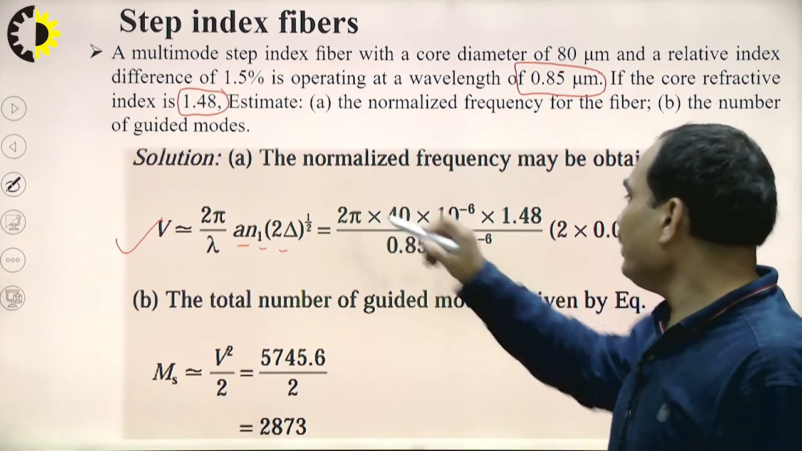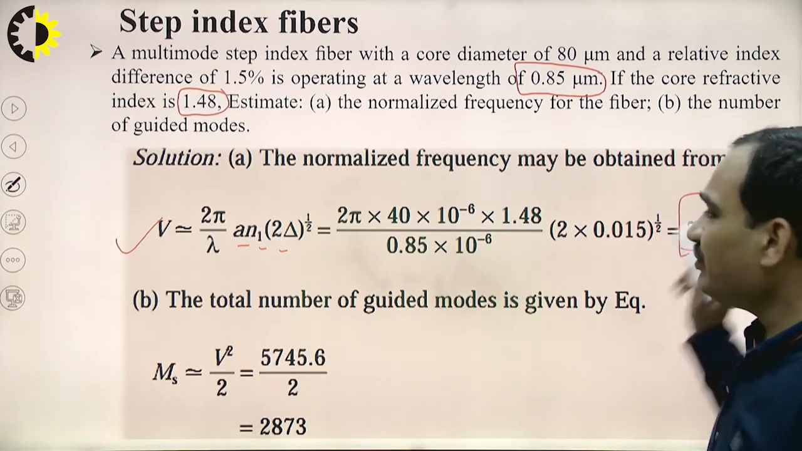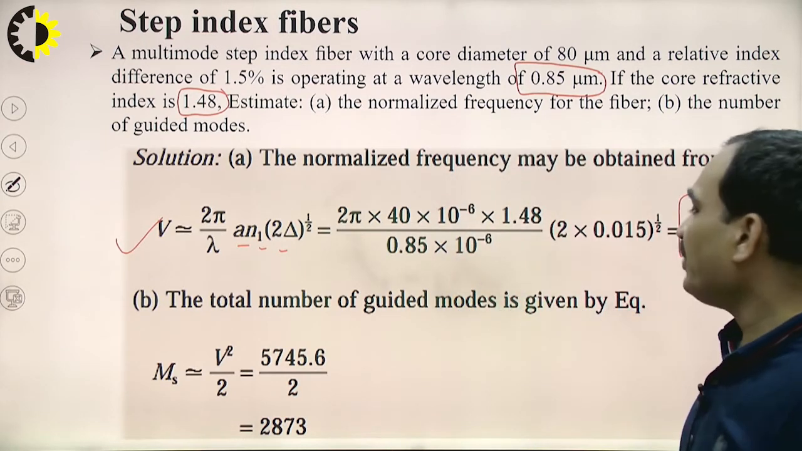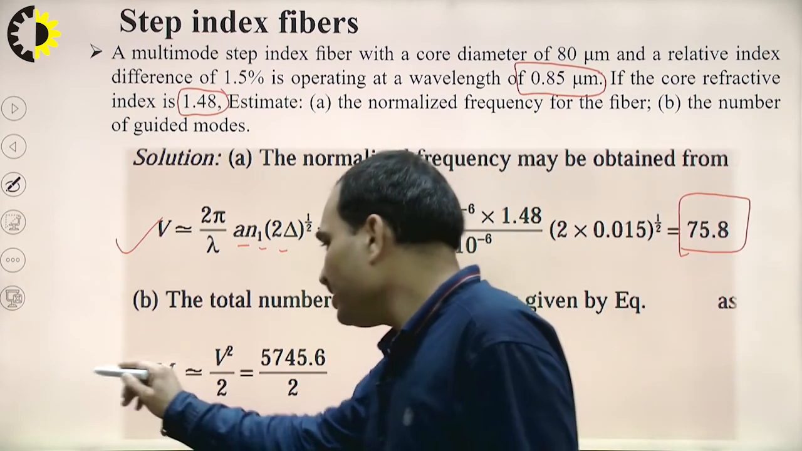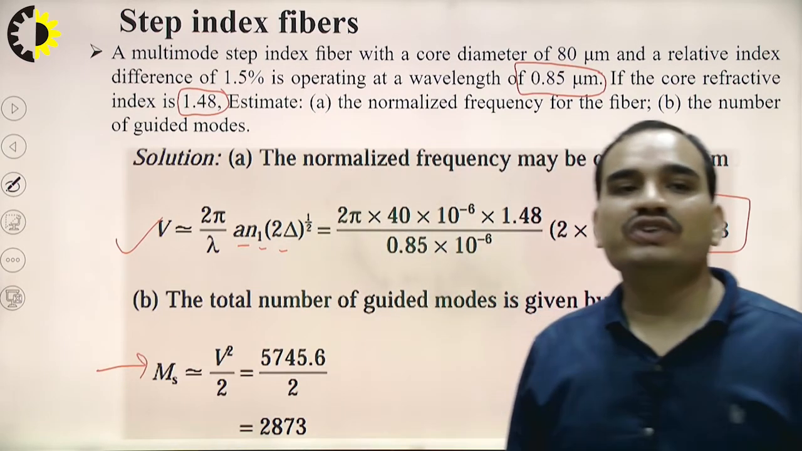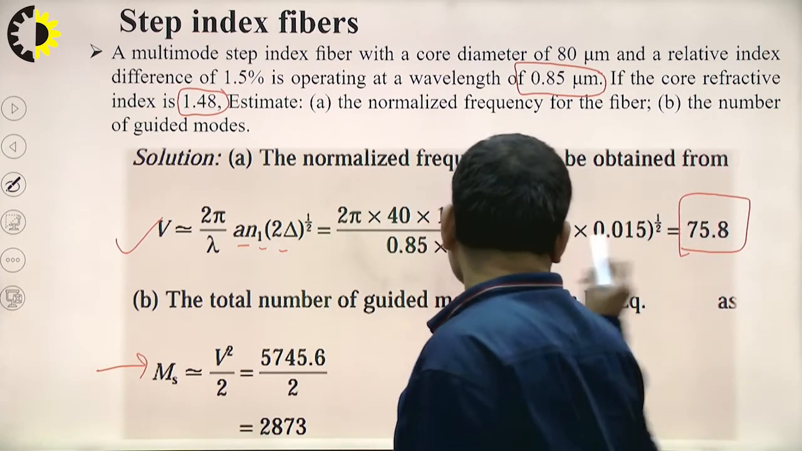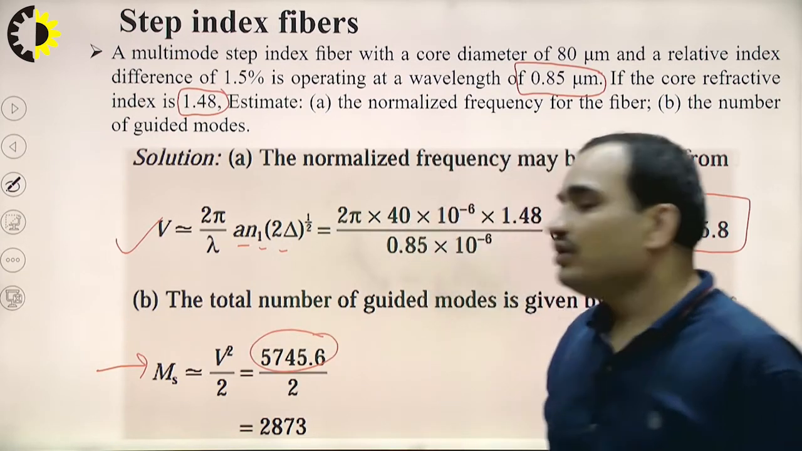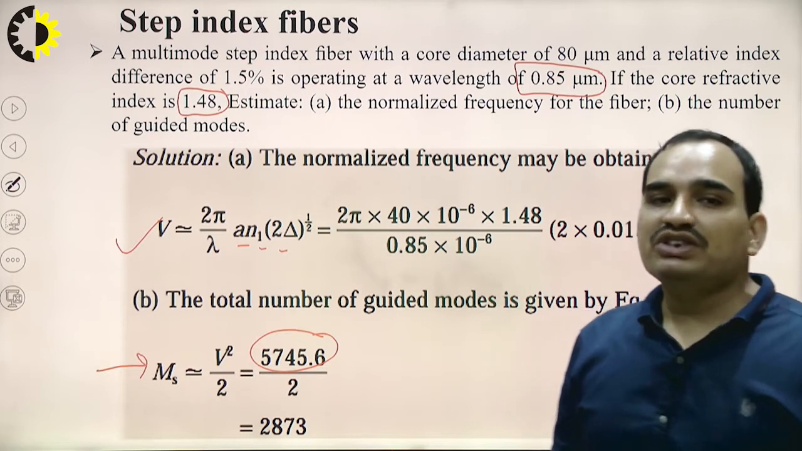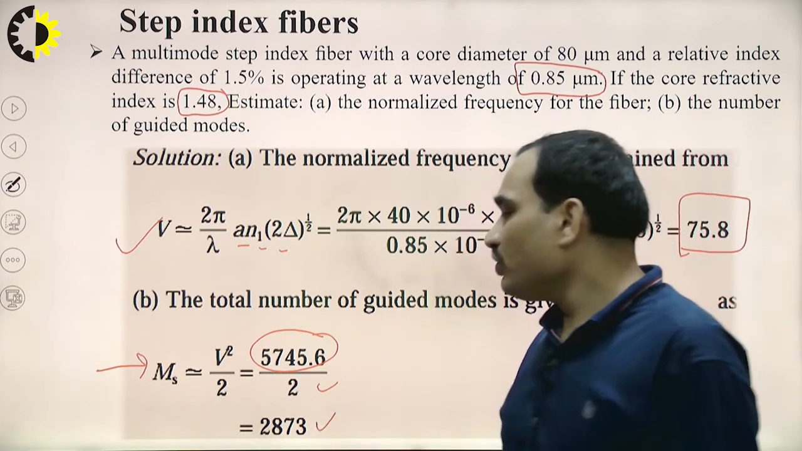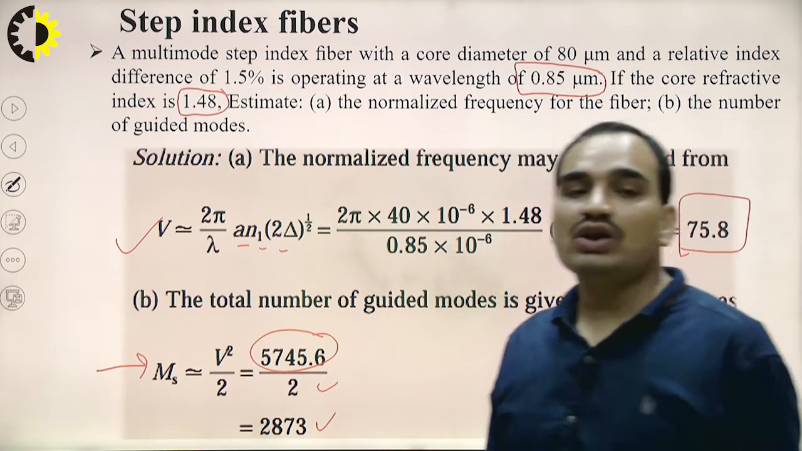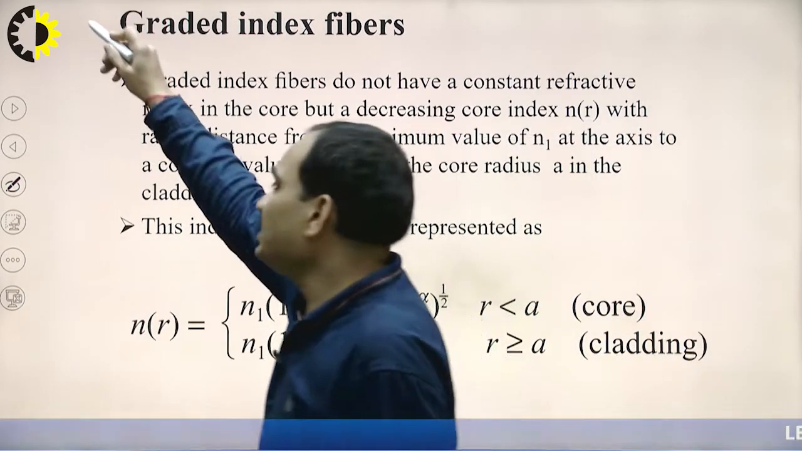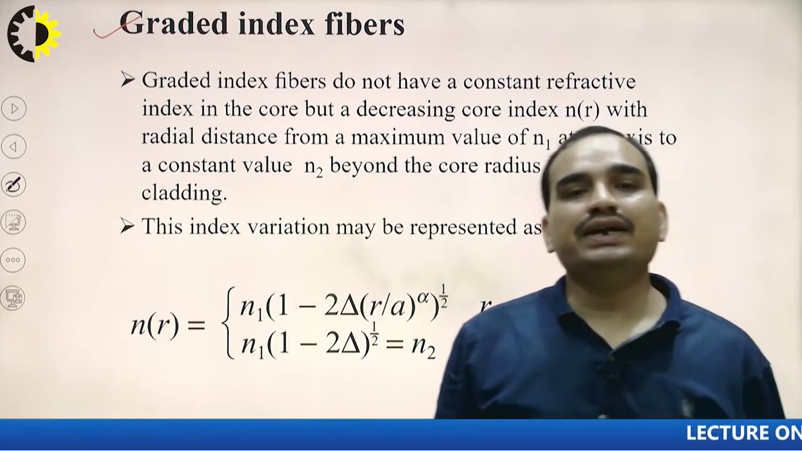So substituting the value, we are getting V as 75.8. So total number of guided modes inside the stepped index fiber, using the equation, we know that the number of modes can be calculated as V square by 2. So the value of V is 75.8, 75.8 square, we are getting 5745.6 divided by 2. The total number of modes are 22,873.